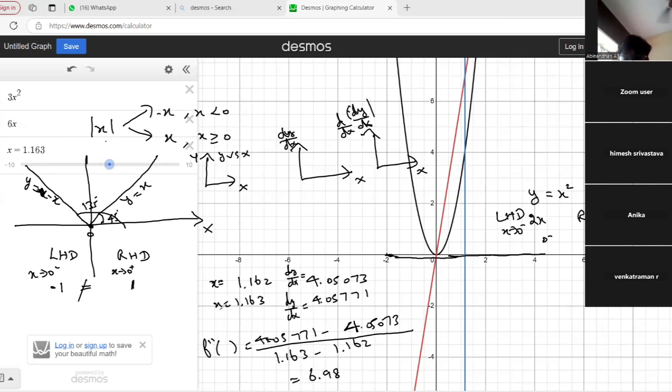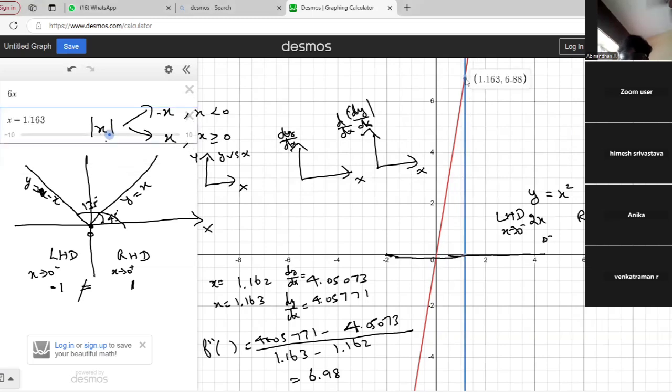So now, close to that point, you can see in the second derivative graph, Imesh, see the value you are getting close to that. What are you getting? Did you get this? Yes, sir. So that's what the second derivative is.